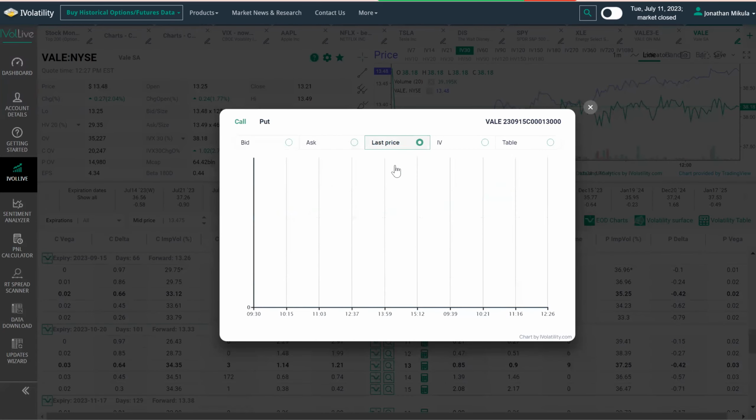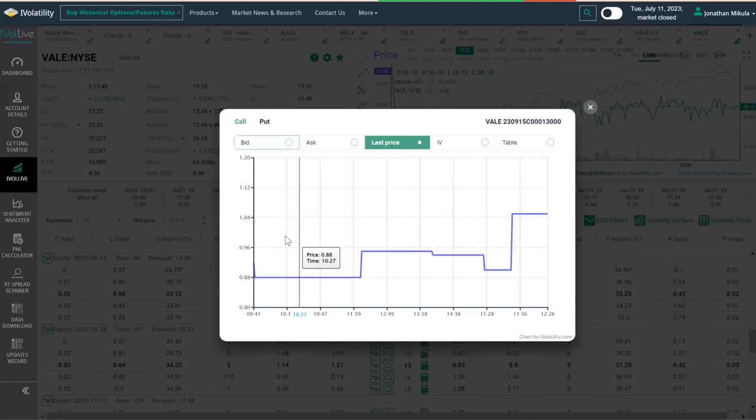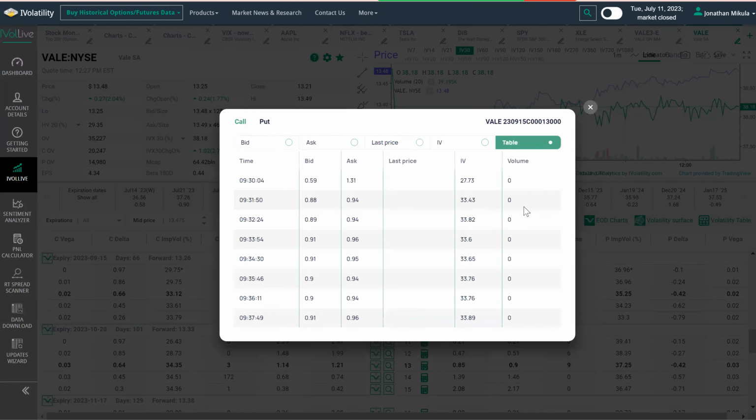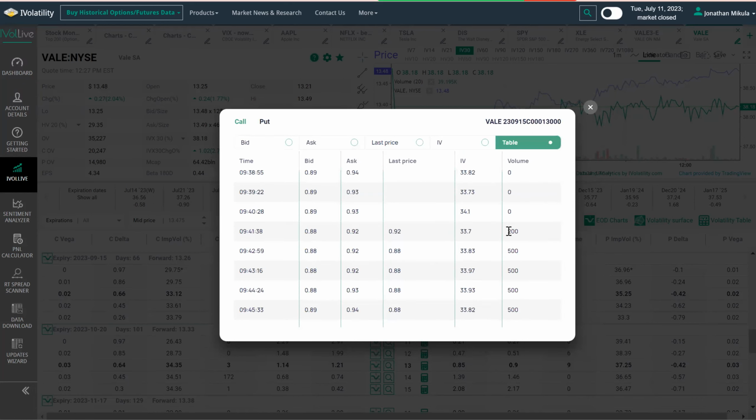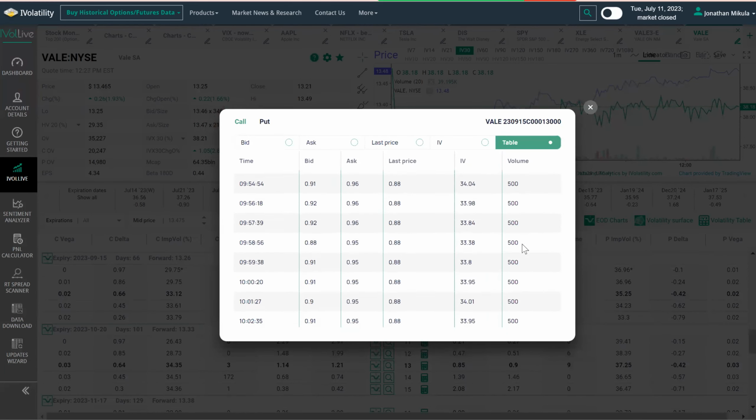I just like to go ahead to last price, because bid and ask are great, but last is the judge, jury, and executioner, where trades actually happened at this strike, the 13 strike. So this is showing us price versus time here on the horizontal axis. And then the table, which is also really good because it shows you where actual money is trading hands: the bid and the ask for this specific strike, the implied volatility level, and how many contracts traded.